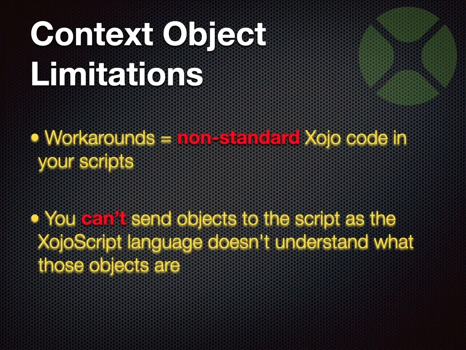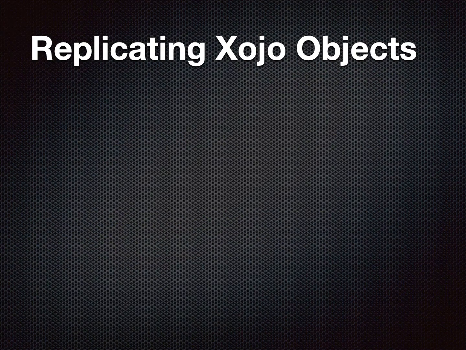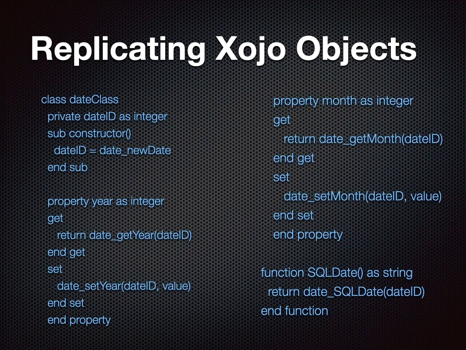So what I came up with a few years ago was basically a way to manually replicate Xojo objects. The example I use is code that I created for the date object. I called it DateClass, and this code on the screen is the code that would actually be in your XojoScript. In the XojoScript, I'm defining what a DateClass object is that's going to work exactly like the date in Xojo, right? But again, it doesn't know anything about what an actual date is.